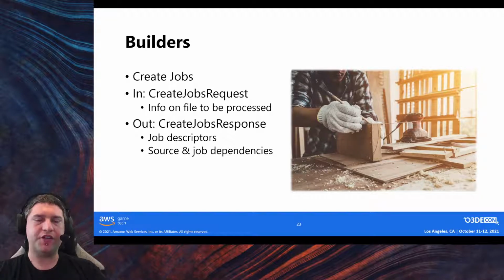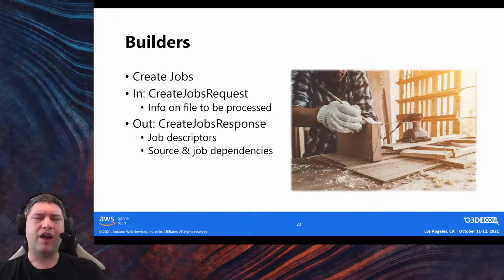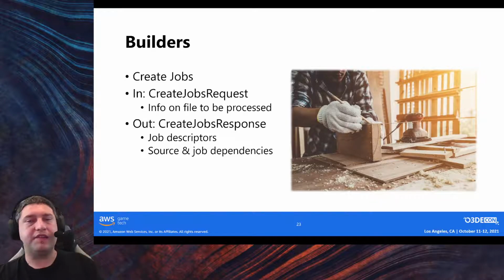So this is going to be a job descriptor. The builder will say, yes, I process devtan.tiff, create a job for that. And other information like a source and job dependency. So an example of a job dependency would be a material job cannot be run until the shader in the material referenced is processed. So there is a job dependency the material has on a shader to get processed. The create jobs response is where that would get populated.